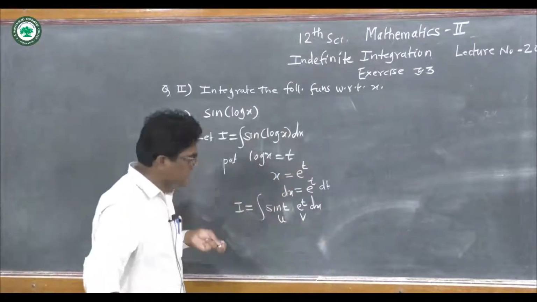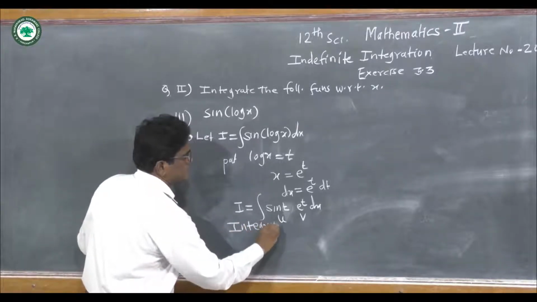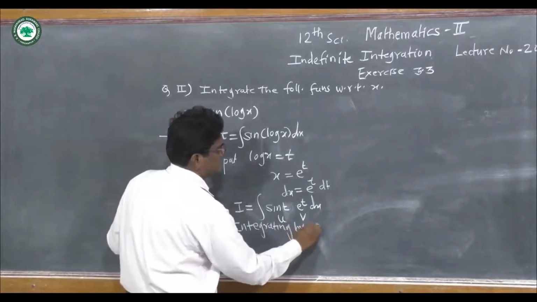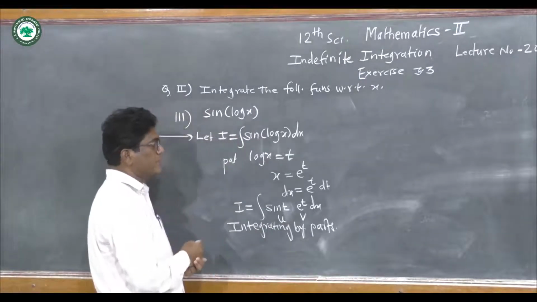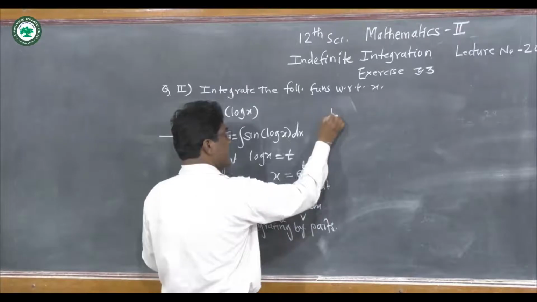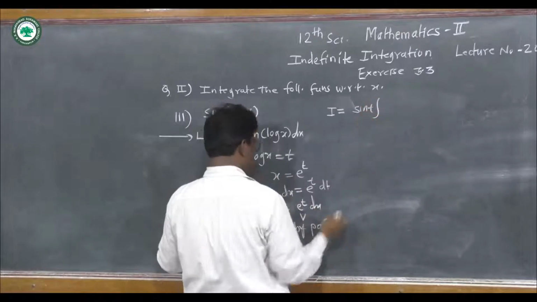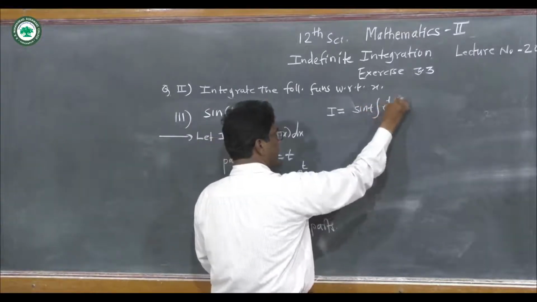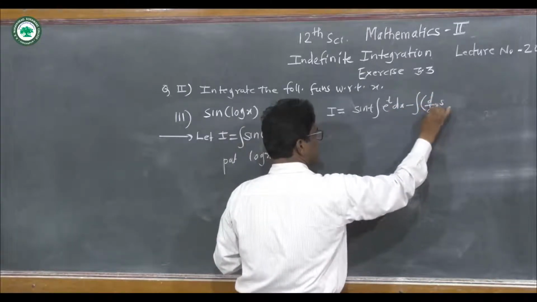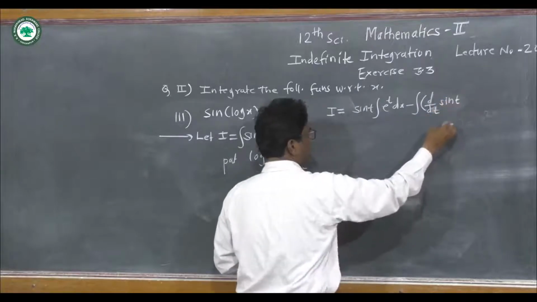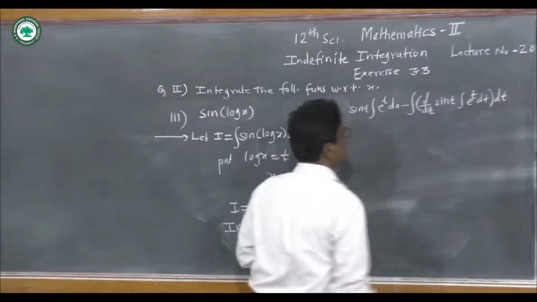So integrating by parts, that is integration of uv dx. We use here the formula integration of uv dx. So required integral I is equal to u, which means here sine of t, into integration of v, e to the power t dt, minus integration of derivative of u, that is cos t, into integration of v, integration of e to the power t dt, and this dt again.